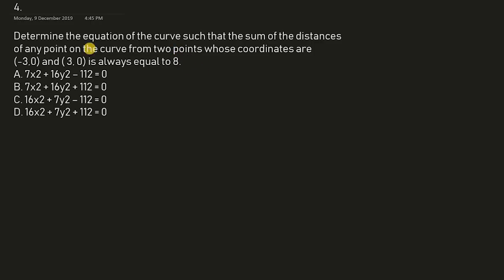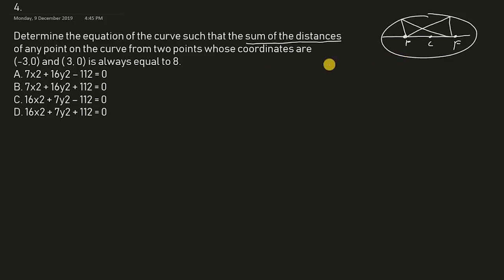Alright, let's analyze the question. Look at this line: the sum of the distances. When we are talking about the sum of distances, that's referring to an ellipse, right? Because when we have an ellipse, these are the foci. That's the foci. These are the foci. This is the center. The sum of the distances from any point, from here to here, is equal to the distance from here to here. So, this curve is referring to an ellipse. The sum of the distances of any point on the curve from 2 points whose coordinates are negative 3, 0 and 3, 0. These 3, 0 and negative 3, 0 are the two foci.